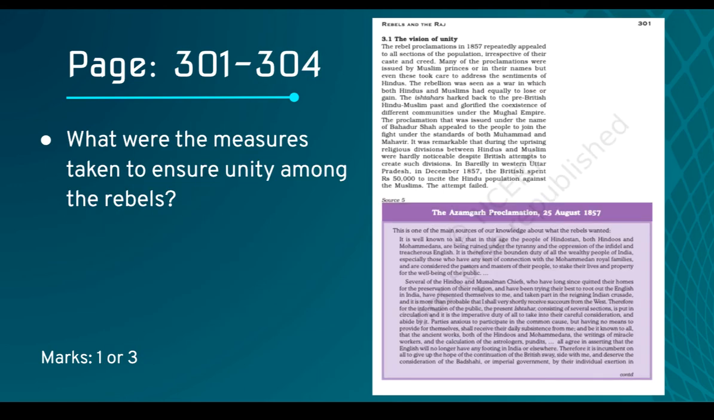Pages 301 to 304 are also important, where you are asked the question, what were the measures taken to ensure unity among the rebels? There was a lot of Hindu-Muslim unity seen during the revolt of 1857. So you need to understand what was done. Were there efforts to bring about a division between the two? And what were the efforts made by the Indians to keep this unity intact? In this case, the Azamgarh proclamation is of particular importance. So you must actually read and understand the Azamgarh proclamation, even though you don't have to memorize it. This section could get questions for 1 or 3 marks.